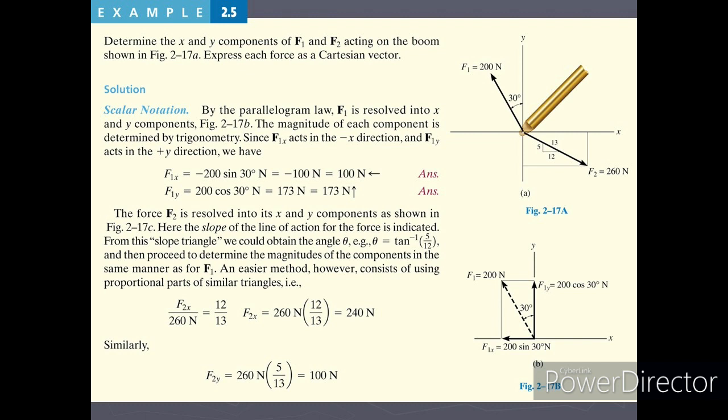So, you have F1, 200 Newton, and the angle of inclination 30. You have F2, 260, and the direction is given by the sloped triangle. Can you see that? We are asked to express each force in Cartesian vector form, to find the components, because each will have a component vertically and horizontally. And then we find the Cartesian vector form. Very simple. This angle is to the vertical.